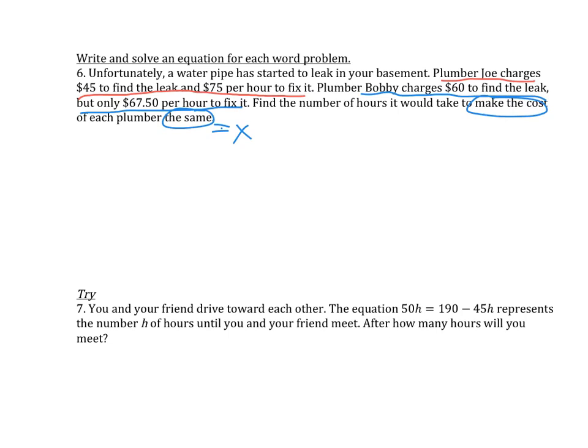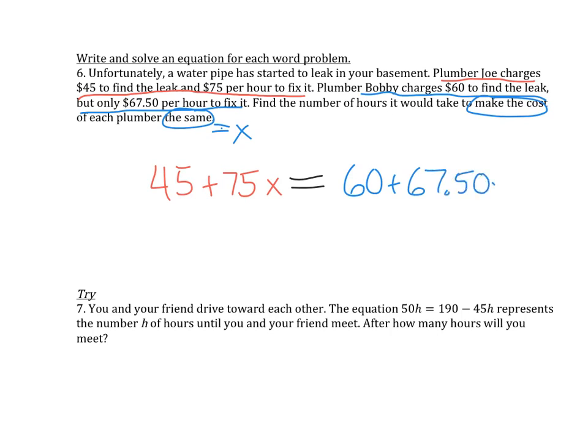So let's start with Plumber Joe. He was in red. So he has $45 up front, just a one-time charge, plus $75 per hour, and x was the number of hours. Okay, and I want to know when that's going to be equal to Bobby, who's in blue. So $60 up front one time, plus $67.50 per hour, and that's where my x goes there. So you can see why this word problem fits into this section.